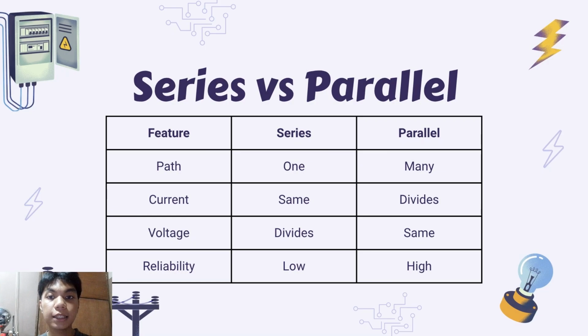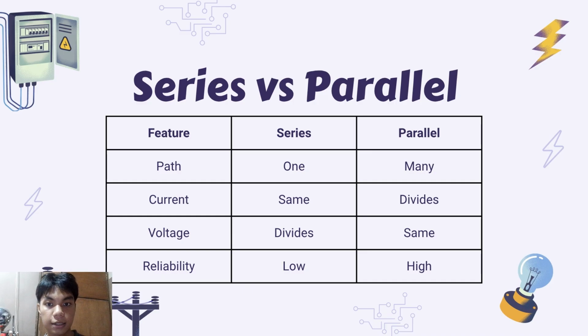To compare series and parallel, series circuits have one path and are less reliable because one failure stops everything. Now, parallel circuits have multiple paths, making them more reliable and commonly used in real-life systems. In series circuits, all components share the same current but the voltage is divided among them. In contrast, in parallel circuits, the voltage is the same across each branch, but the current is divided.